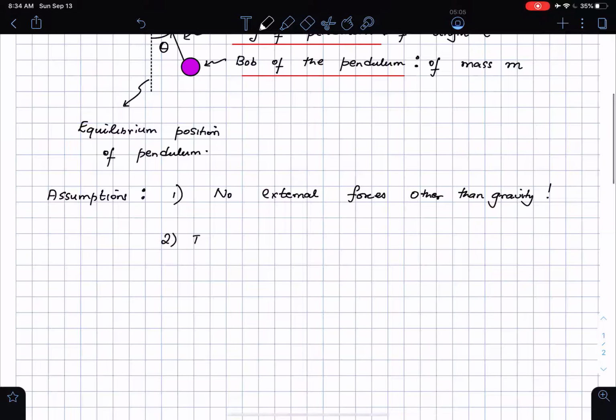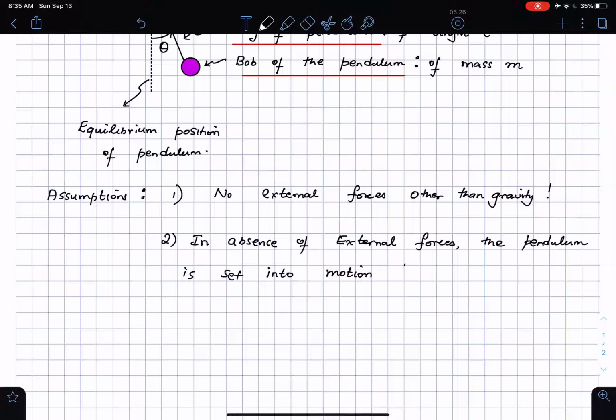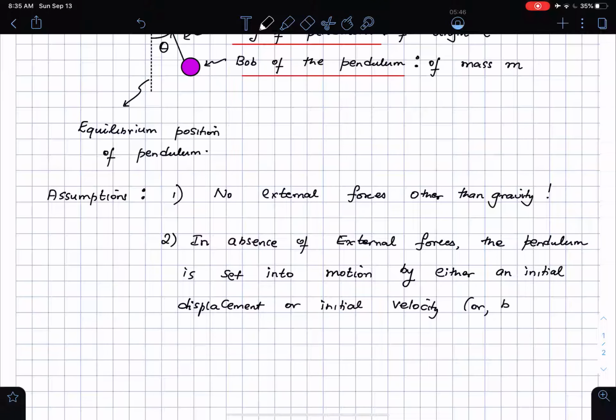Which means that in the absence of external forces, the pendulum is set into motion by either an initial displacement or initial velocity, or both, from its equilibrium position. Okay, so this is how the system is actually set into motion.